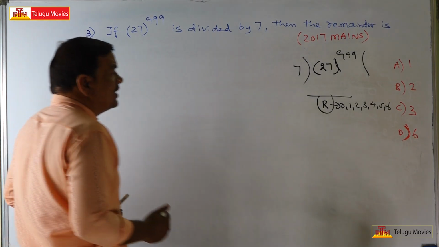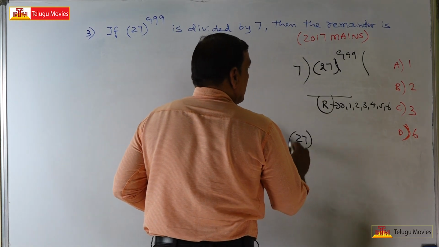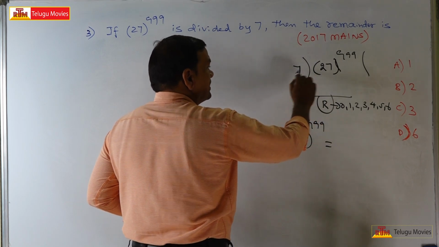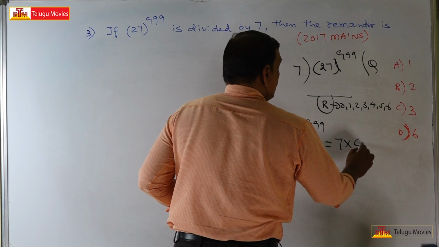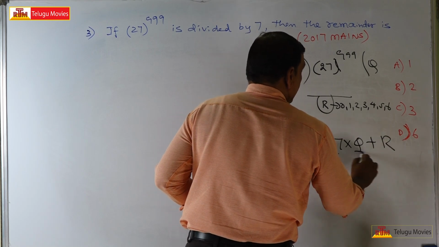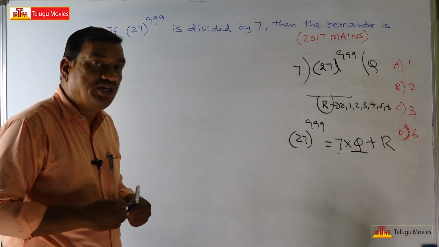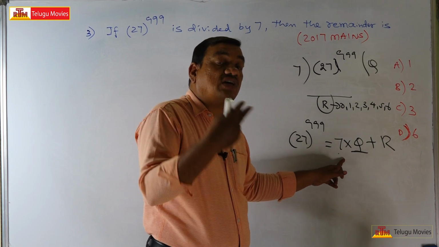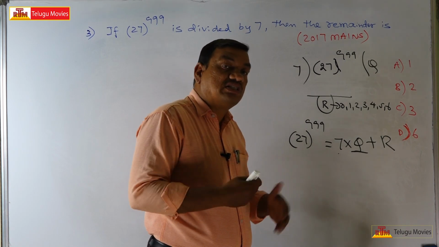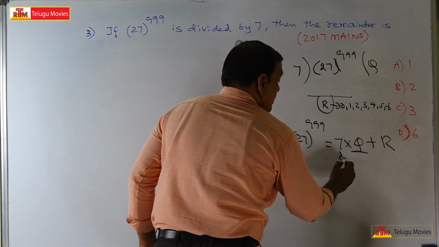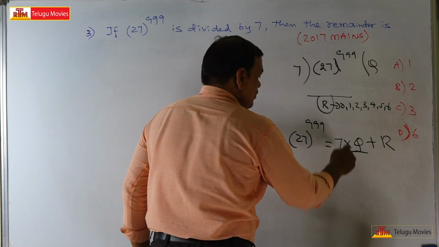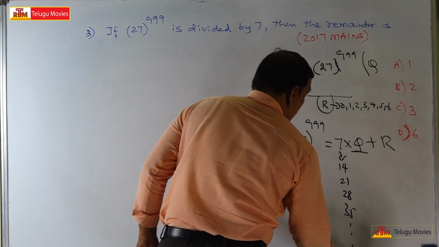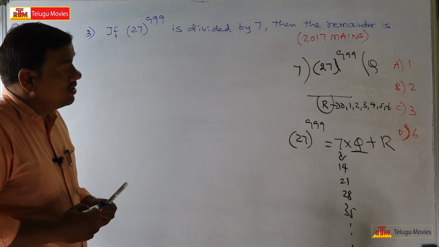So whatever 27 power 999 may be, it is a dividend. Dividend should be written as 7 into some integer plus something, or 7 multiples: 7, 14, 28, 35, 42 into something. You can write it as the 7 table: 7 twos are 14, 7 threes are 21, 28, 35, and so on. Something you can write down. The problem is over. Now coming to see the problem.